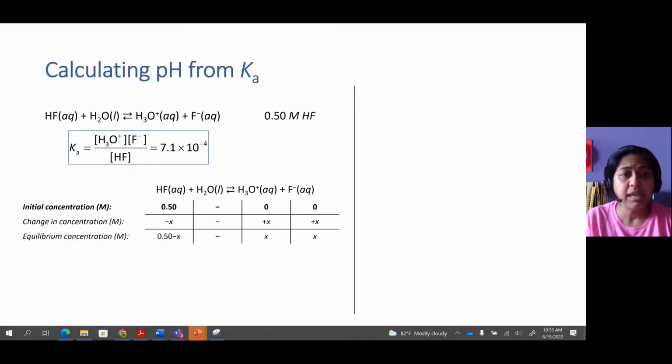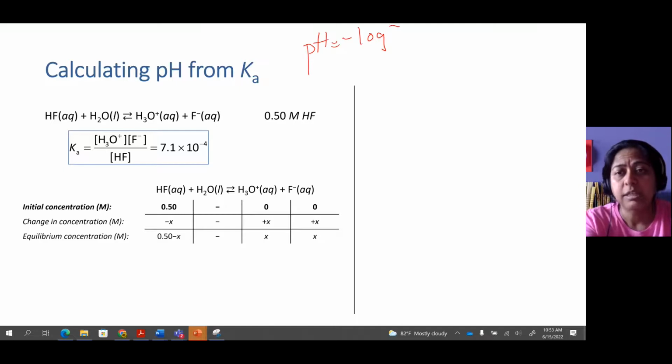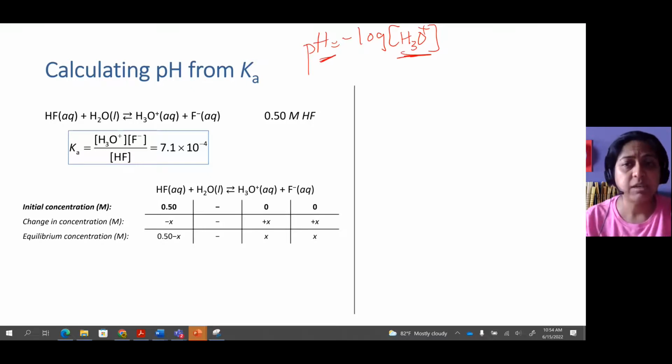Let's see how we can calculate the pH from the acid ionization constant. When we are given the acid ionization constant for a weak acid, how can we calculate the pH? What is pH? Yes, the pH is the negative log of the hydronium ion concentration. So in order to calculate the pH, we need the concentration of the hydronium ion. Let's look at the example.